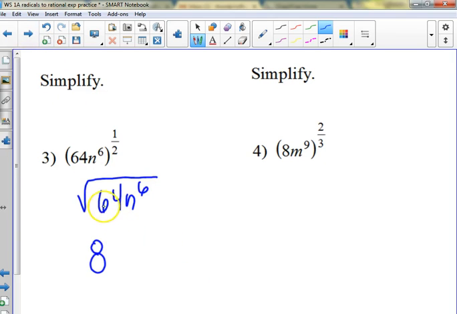All right, guys, can we finish this one? 64 n to the 6th, the 1/2 power, is the square root of all that. What happens? Okay, 8 is correct, and n to the 3rd is correct. Now, what's the rule? An even root of an even power that turns out odd. Is that what happened? It was a 1/2 or square root, which is a 2, of an n to the 6th, which is an even, and it turned out n cubed, which is odd.